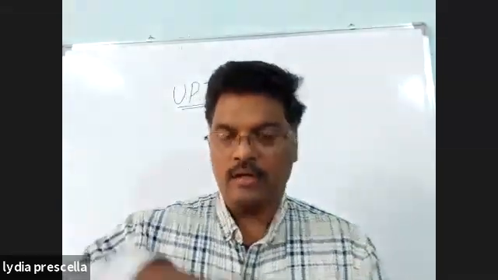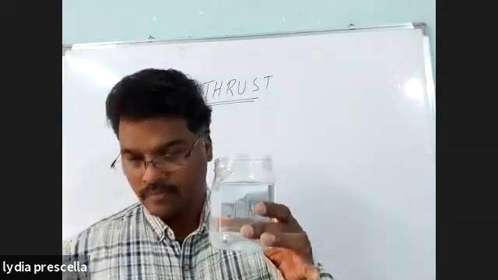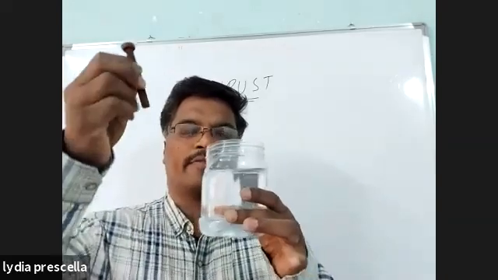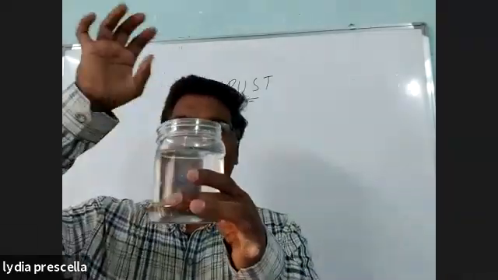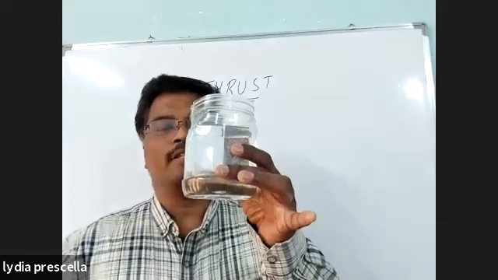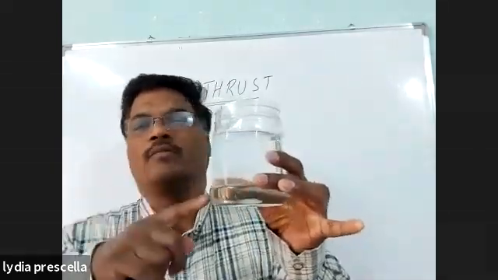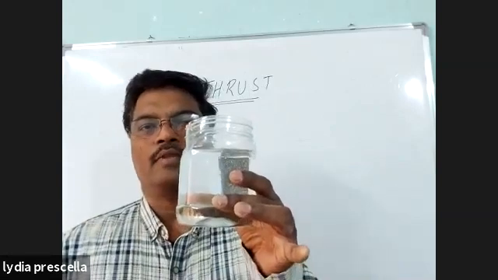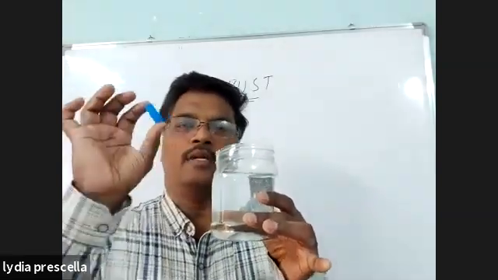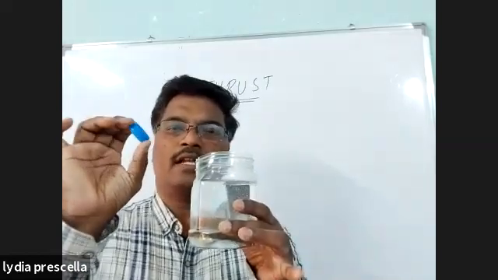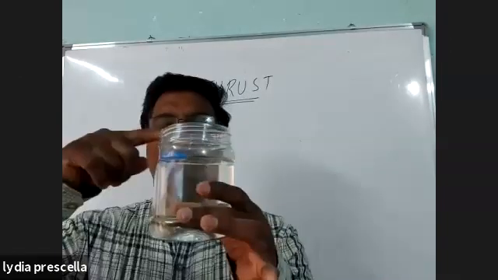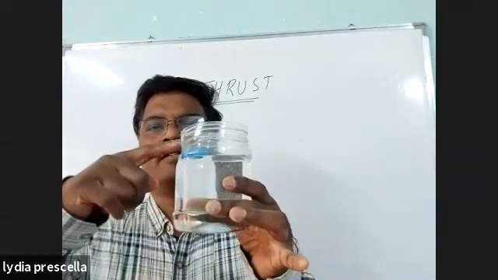For example, I just want to show you, this is the water, and I place this object inside water like this. See, as soon as I place this object in the water, it went to the bottom of the water. We say it is sinking in water. And I'm keeping this plastic lid inside water like this, and it is floating in water. You see, one object is sinking, other object is floating in water.